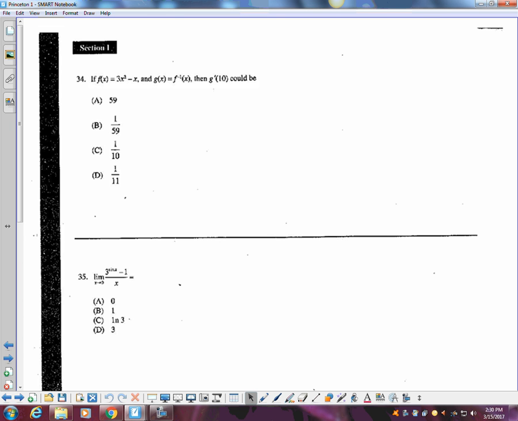Okay, it gives me f of x. It says that g of x is what? The inverse of f of x, and it wants g prime of 10. What is the 10? He is a y. Now, if he is a y, what do I need? I need the x. Did it give it to me? No. So here we go.